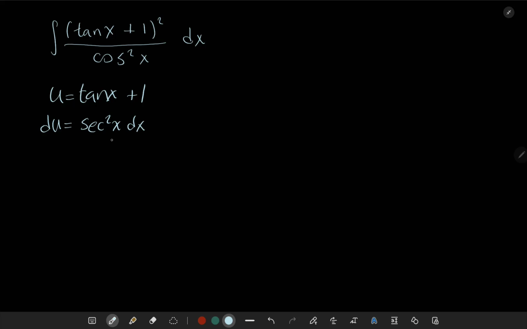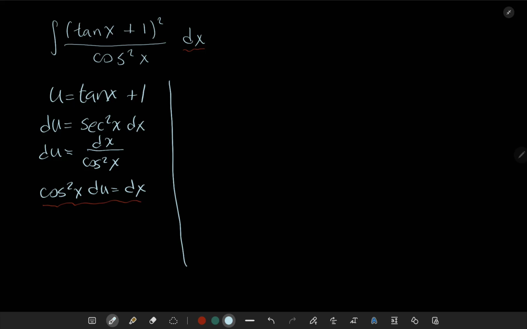But with that, then you have to remember now that the secant squared is 1 divided by cosine square of x. And then if you multiply both sides by cosine square of x, you're going to have cosine square of x times du is going to be your dx. And that's what you're going to be substituting in for the dx.